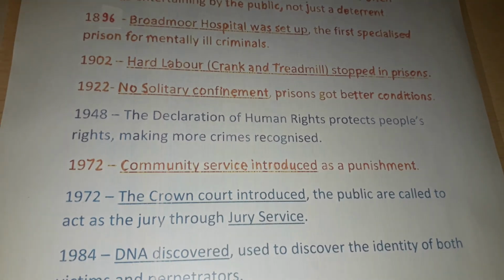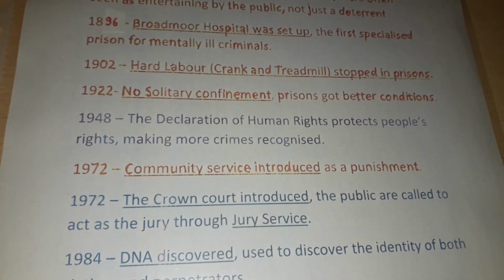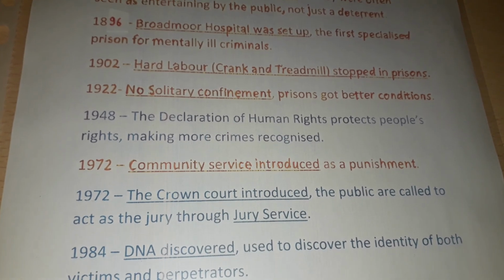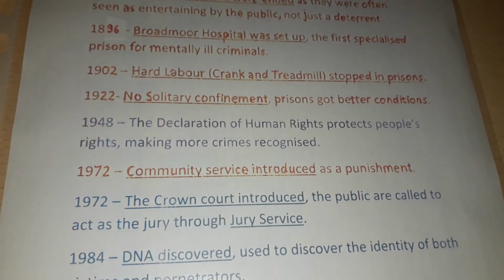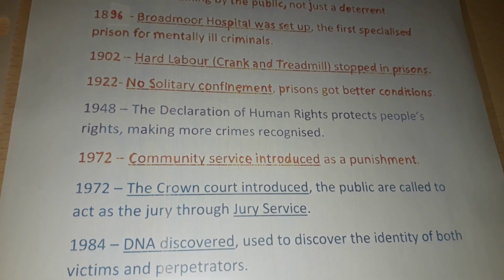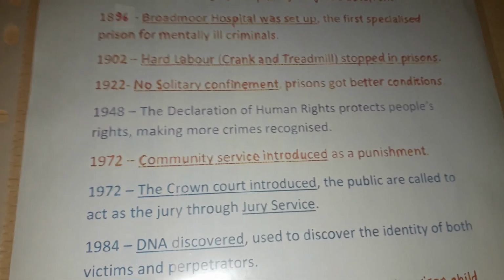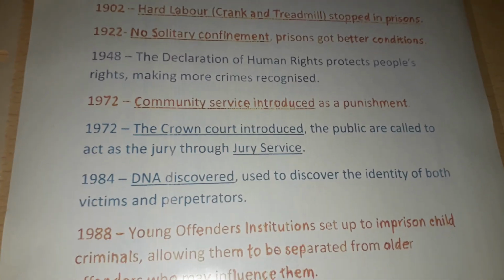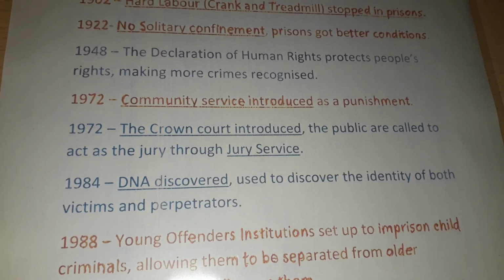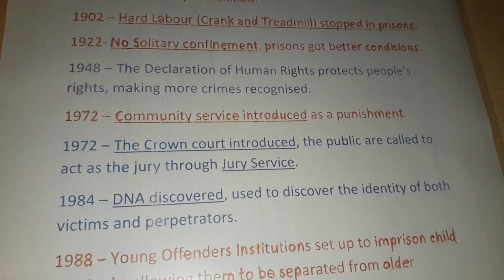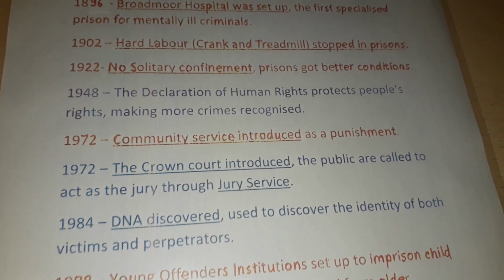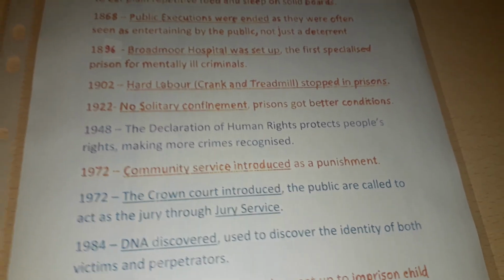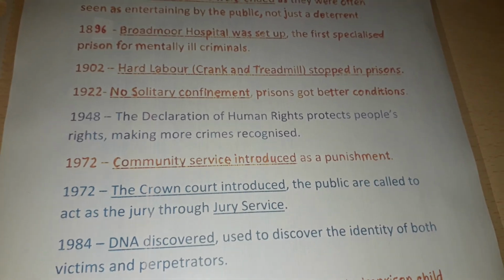In 1972, community service was introduced as a punishment, and this would be helpful to communities, as they would have people helping and fixing things and making things better, but also it was another way of reformation. If someone's going around helping people, that's generally going to make them a better person, and especially if they're a criminal, that's maybe what they need. In 1972, the Crown Court was introduced, and the public were called to act as a jury in this court through jury service. This was very different from what we had before, because we would have specific people chosen to be on the jury, but now it could just be anyone.